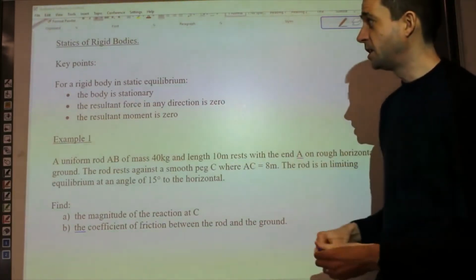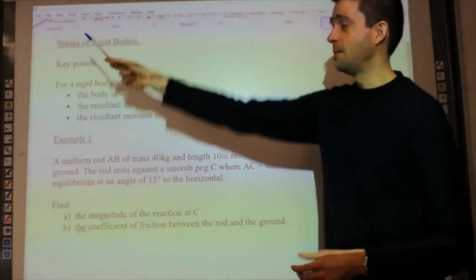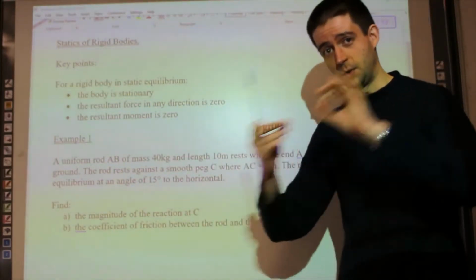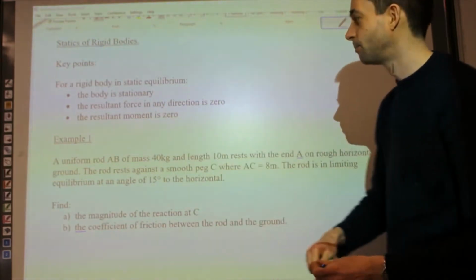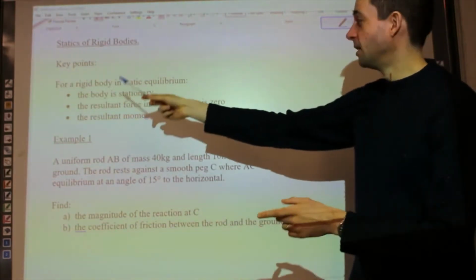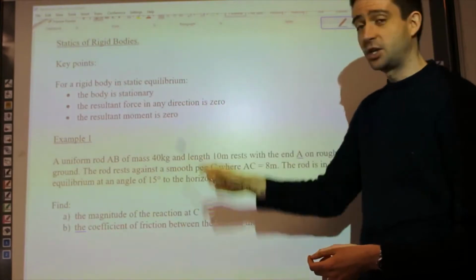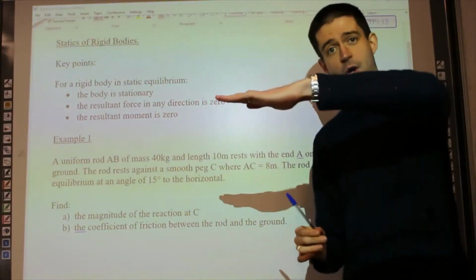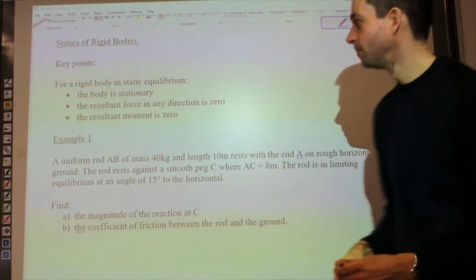Things that we need to consider about this: static, it means it's not moving. So the body itself is stationary. This is generally to do with rods, they're not moving. The reason they're not moving is that the resultant force in any direction is zero, and generally we're talking about either vertically or horizontally the force is being balanced.